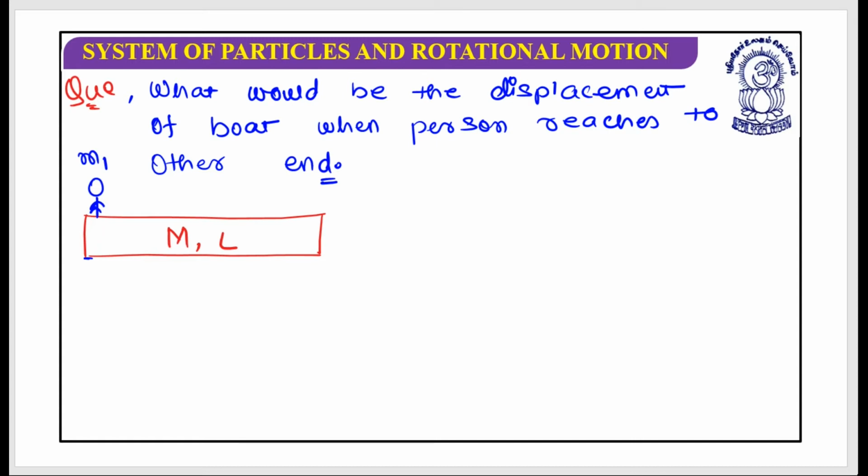They say that initially the person is here. At the next instant of time, he would be here. Yes, he wants to reach the other end. So what would be the displacement of the boat? The first question is why the boat will be displaced. Do you have the answer to this?